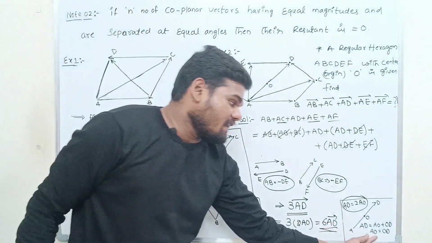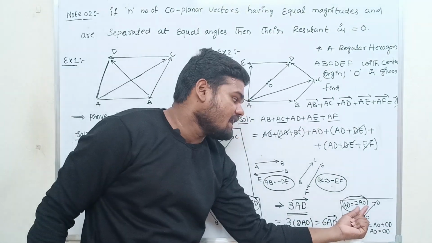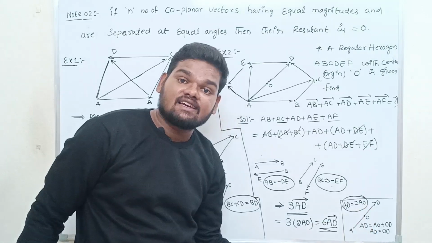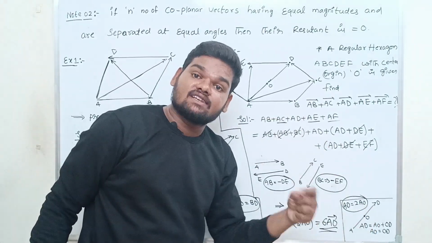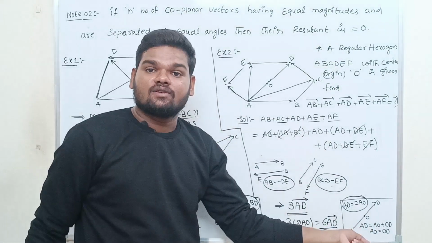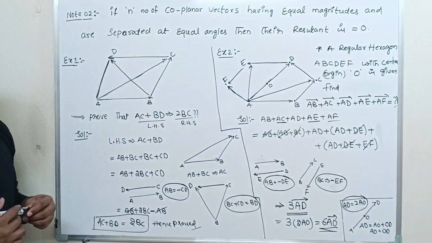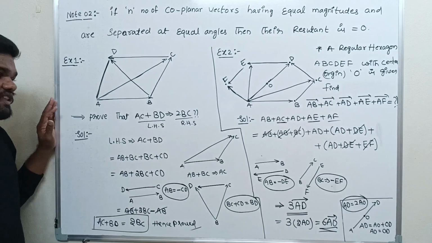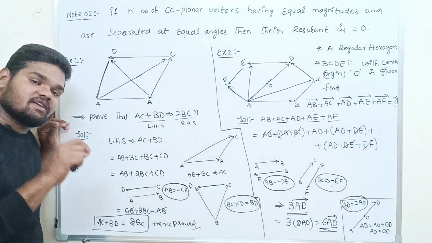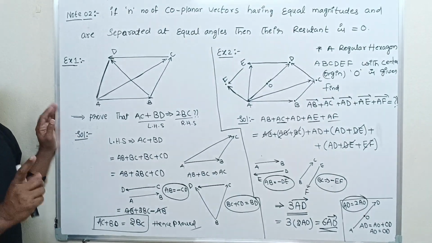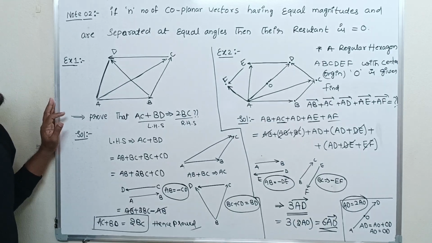Or if you substitute AO equals OD, then you will get 2 threes are 6OD. Maybe the answer is 6OD or 6AO or 3AD, whatever it is. Okay, right. So pause the video and write the solution. Just practice and you will get it.